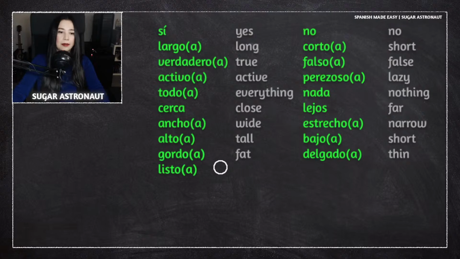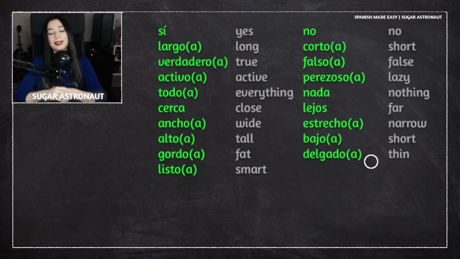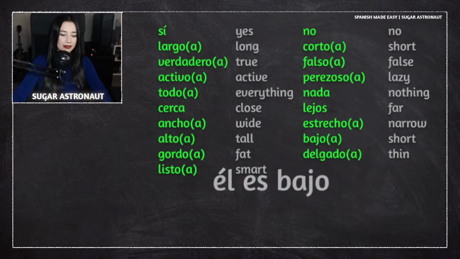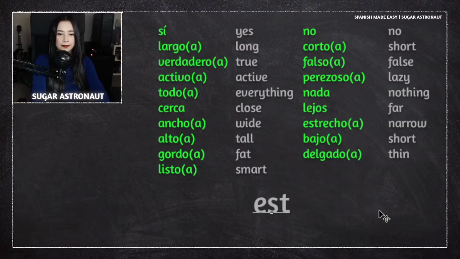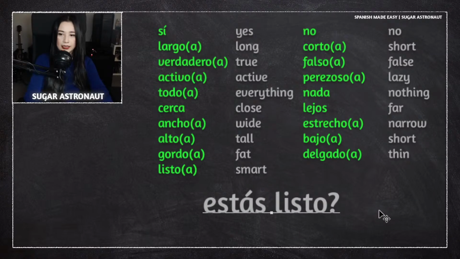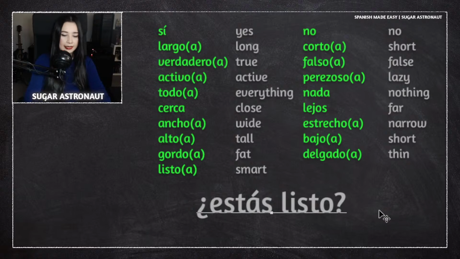Now the next one, listo, lista. Listo means smart. It can also mean, are you ready? So if you tell someone, ¿estás listo? Are you ready? I'm gonna have it here so you can see it. This phrase is very commonly used. ¿Estás listo? Obviously, we need the upside down question mark. ¿Estás listo? Are you ready?